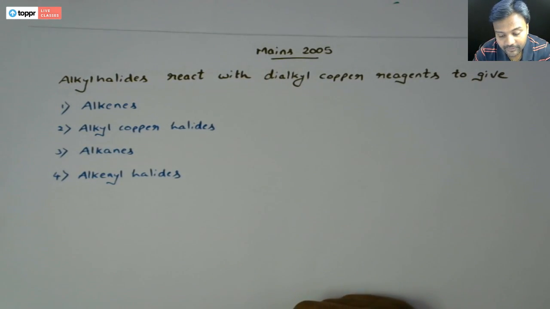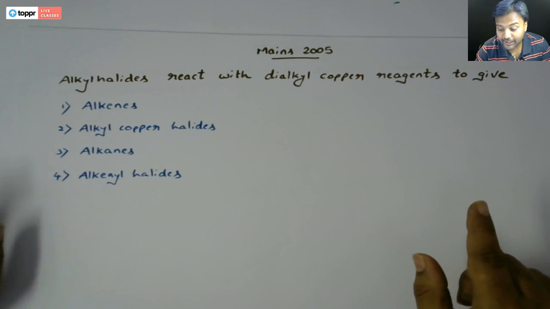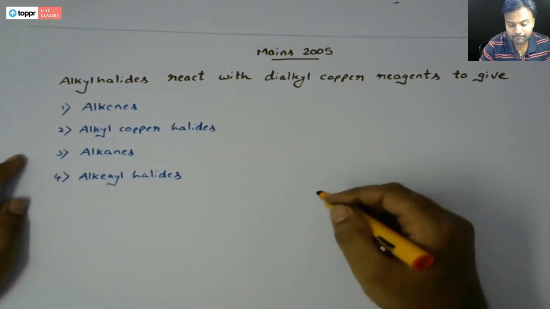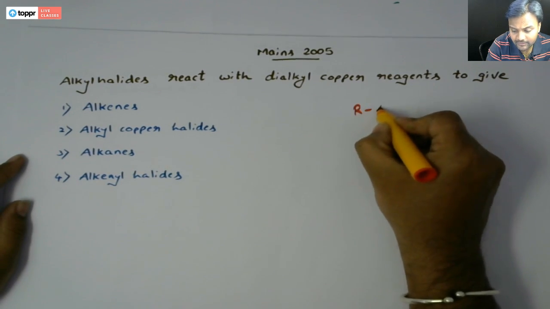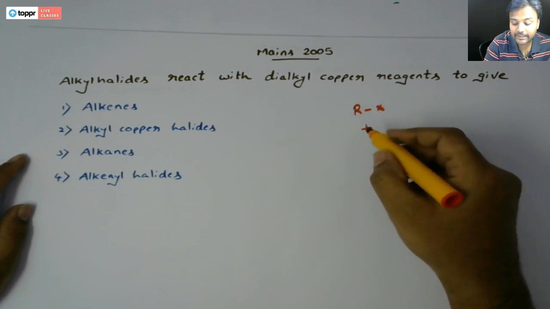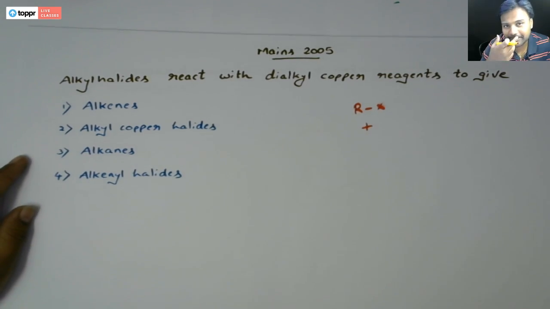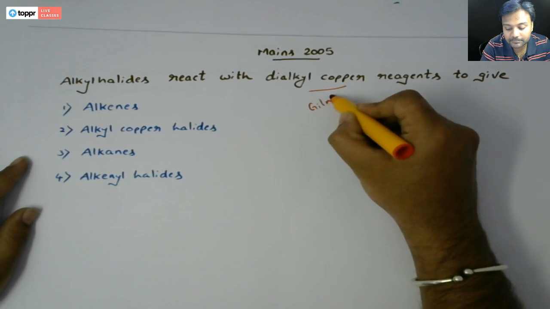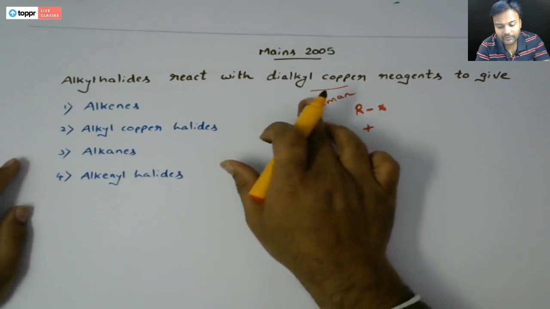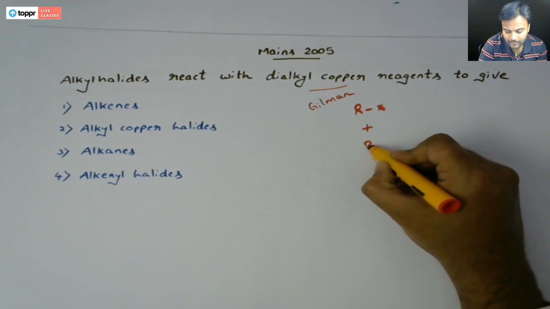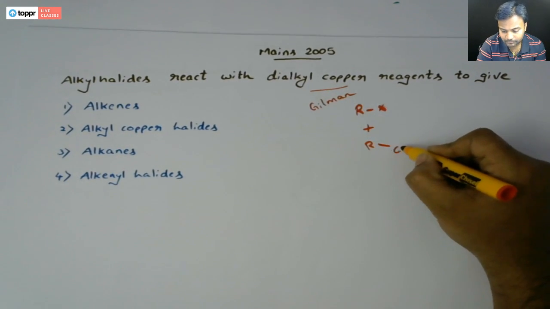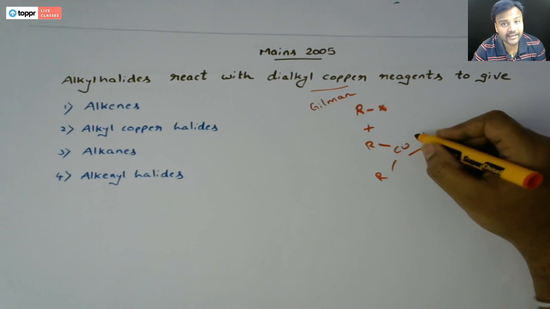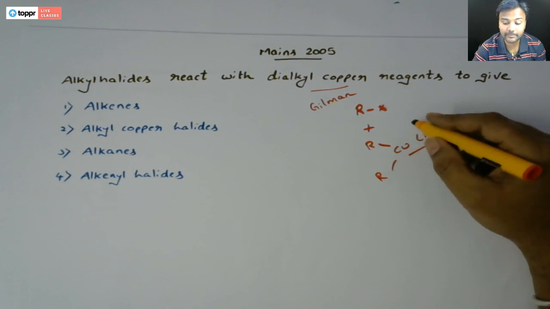Alkyl halides react with dialkyl copper reagent to give. Okay, alkyl halides, let's write it like this: treated with dialkyl copper, the Gilman reagent, which we call dialkyl cuprate. Okay, this is called Gilman. Where have we seen this? Remember, students, dialkyl cuprate lithium, preparation of alkanes. Please go back and check it.